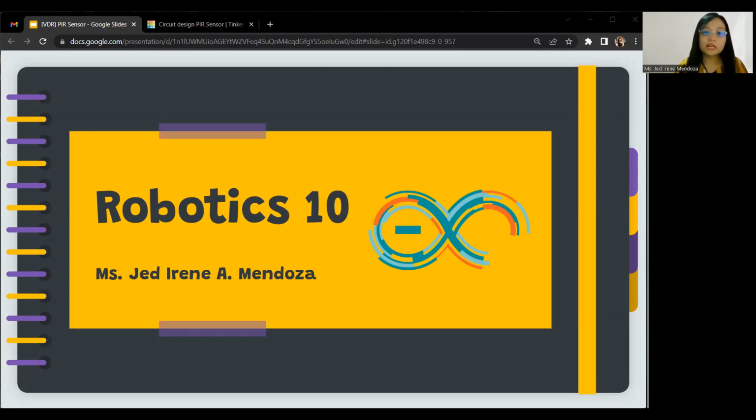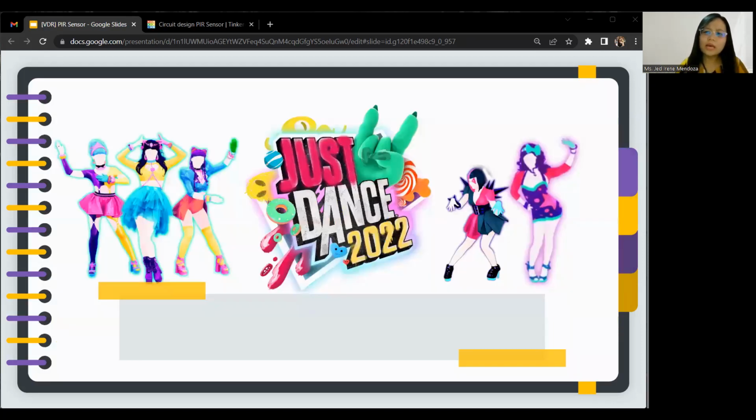Last meeting, we discussed basic Arduino circuits, and for today, we'll have a new topic about a new sensor. With that, are you familiar with this game? Yes, this is Just Dance. How do you play Just Dance? Very good. You follow the dance steps that are being shown on the screen. Is that correct? So when playing Just Dance, how does it work? Or how do you start playing?